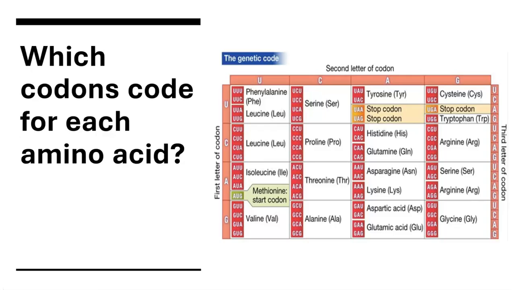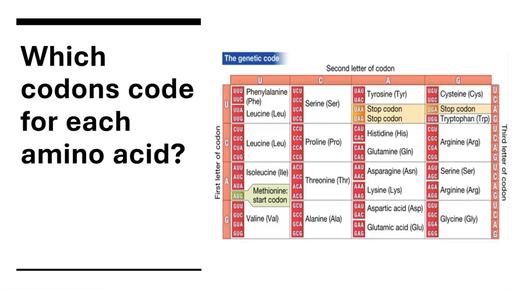So how do we know which codons correspond to which amino acids? You saw that the transfer RNA was bringing in the amino acid methionine. So the codon on the messenger RNA was AUG. If we look in this chart right here, AUG is right here, and it has the amino acid methionine, and it's recognized as a start codon.